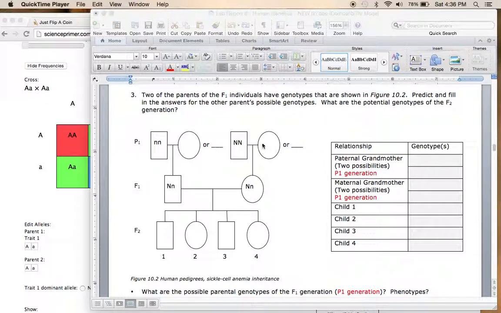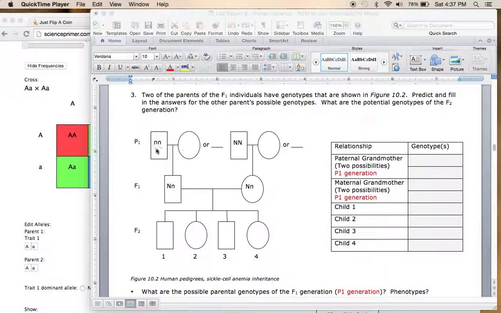Well, let's look at the P1 generation first. So for this F1 generation, we have the squares are male and the ovals are female, so we have a husband and a wife, and they are both carriers for the disease. They're both heterozygous individuals, which means that that dominant allele, the uppercase N, had to come from one parent, and the recessive allele had to come from the other parent.